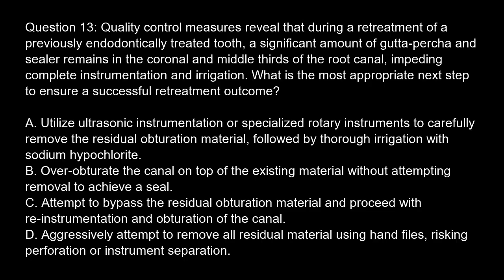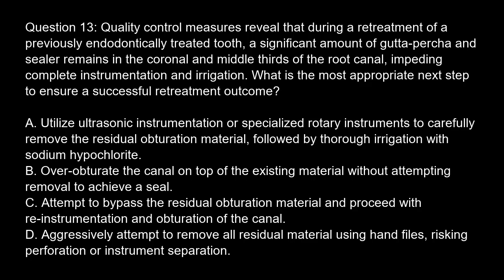Question 13. Quality control measures reveal that during a retreatment of a previously endodontically treated tooth, a significant amount of gutta-percha and sealer remains in the coronal and middle thirds of the root canal, impeding complete instrumentation and irrigation. What is the most appropriate next step to ensure a successful retreatment outcome?